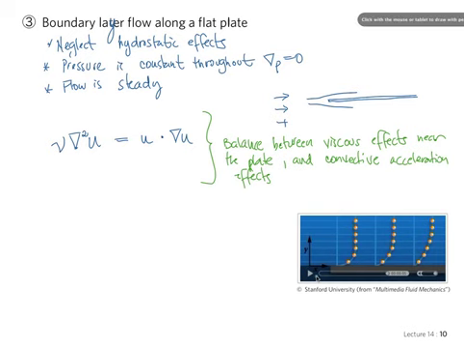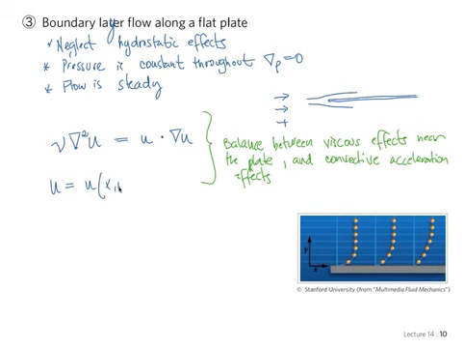This one already starts getting complicated enough that we are not going to be able to write a closed form solution. Velocity depends on both x and y. It's already getting difficult. Why? Because we have this nonlinear term here. So already this is an equation that we have trouble with.